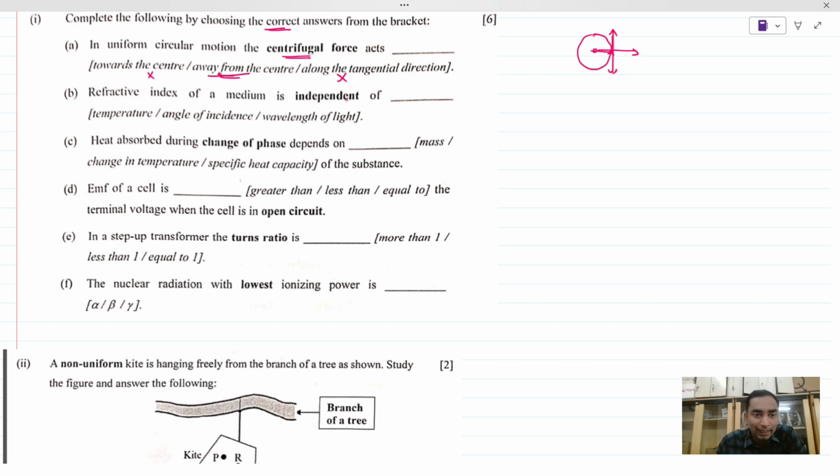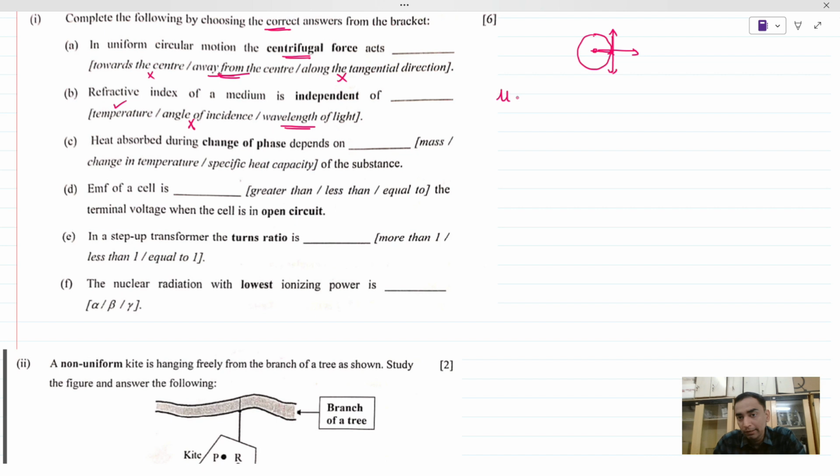Refractive index of the medium is independent of, it depends upon temperature. If you increase the temperature of the medium, the speed of light in that medium increases and hence the refractive index decreases. Of course, for different colors, different wavelengths, there is a different refractive index, and for the violet light, it is greater than that of the red light. But it does not depend upon angle of incidence.